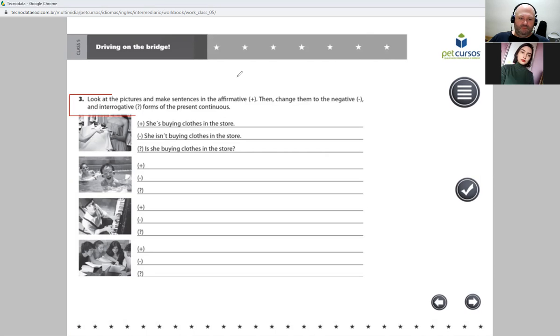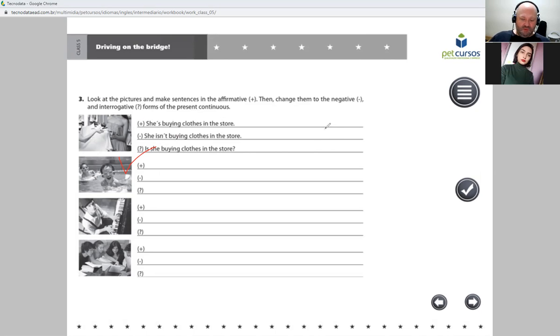Look at the picture and make a sentence in the affirmative, then change it into negative and interrogative form of the present continuous. So you had to look at the pictures and make 3 sentences: affirmative, negative, interrogative, okay? So let's check. Picture 2. What sentences did you do?